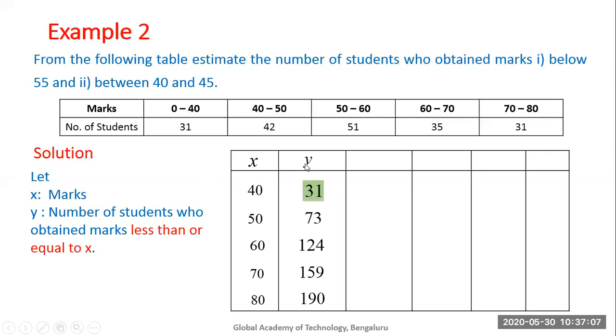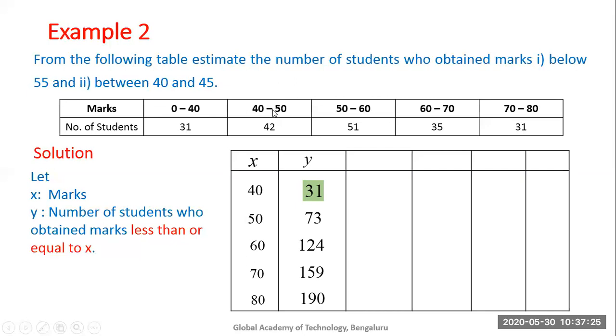y is the number of students who obtained marks less than these values. So how many students are there below 40? Below 40 means all these 31 students. So 31 students obtained marks below 40. Next, the number of students who obtained below 50.